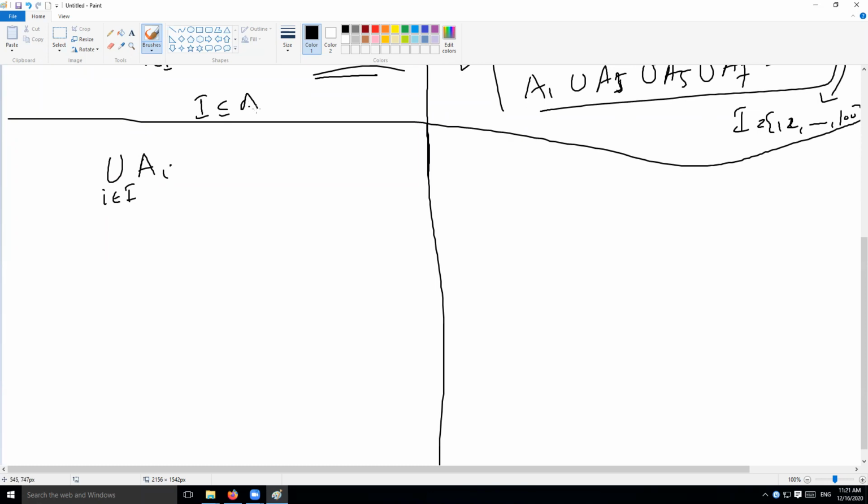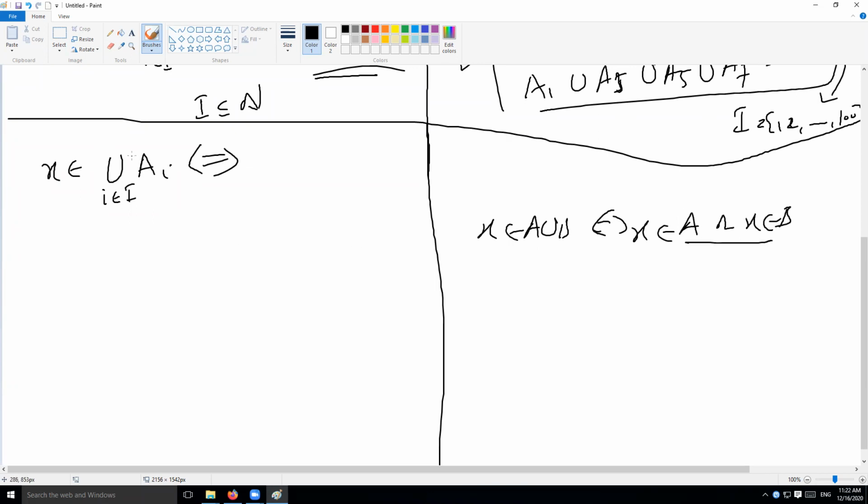If you have the union of A_i, i belongs to I, where I is some subset of natural numbers, then what is the meaning of x belongs to the union of A_i? What should be the meaning of it? How do I write this in terms of elements? As I say that x belongs to A union B means that x belongs to A or x belongs to B. But what should be the meaning of x belongs to the union of A_i? Sir, x belongs to A_i, there exists i belongs to I.